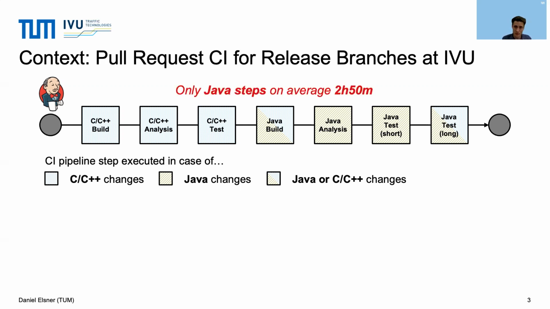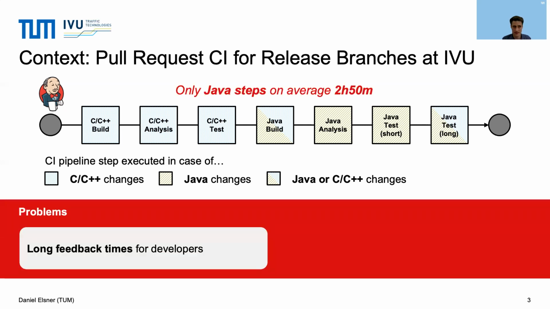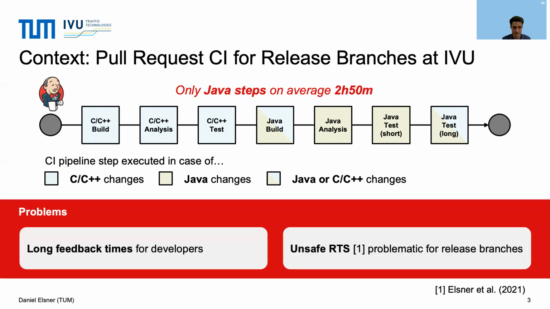The problem with this is that even if we only consider the Java steps, we have on average 2 hours and 50 minutes for those pipeline steps to execute. And this is a problem for developers because these feedback times are really long and they do not want to wait. And the second problem is that what we looked into in earlier work, unsafe RTS, is not really feasible in the case of release branches.